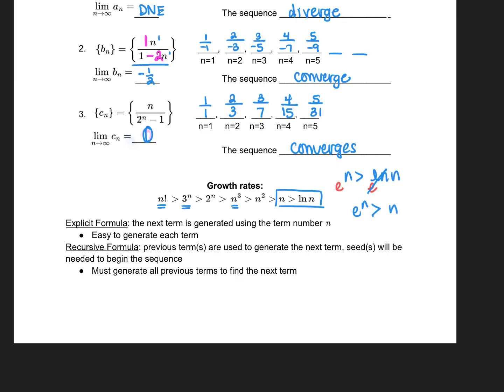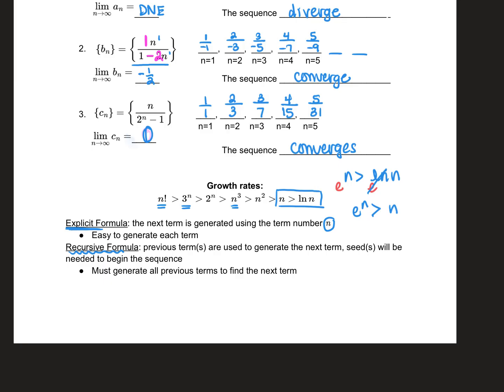So there are two different types of formulas for sequences. There's the explicit ones, and that's where you're using the term number. So if I want to know the fifth term, I would plug in n equals 5. It's easy to generate any term you want because the formula is in terms of the term number. The harder ones to deal with sometimes are the recursive.